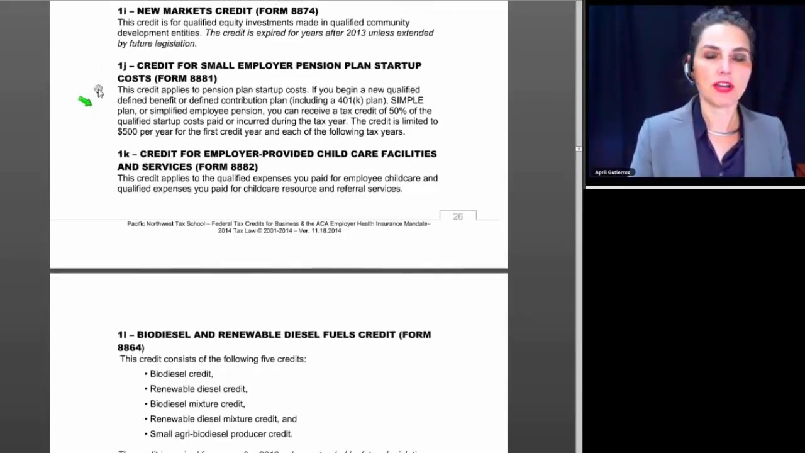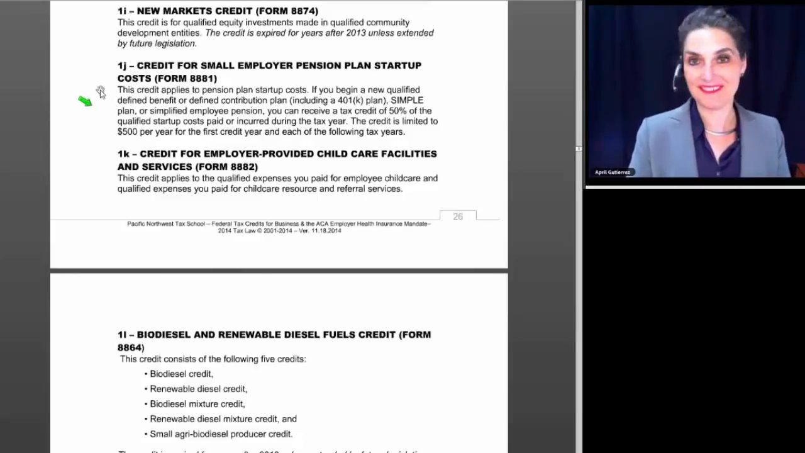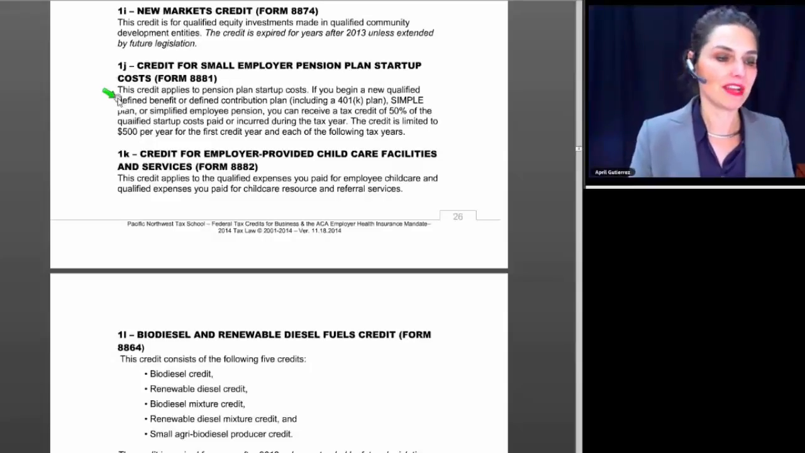Line 1J, credit for small employer pension plan startups. Here's one that has not gone away, is still around, and you might even have a business that qualifies for it. This credit applies to pension plan startup costs if you begin a new qualified defined benefit or defined contribution plan, including a 401k plan, a simple plan, or simplified employee pension. You can receive a credit of up to 50% of the qualified startup costs paid or incurred during the year. The credit is limited to $500 per year for the first credit year and each of the following tax years.